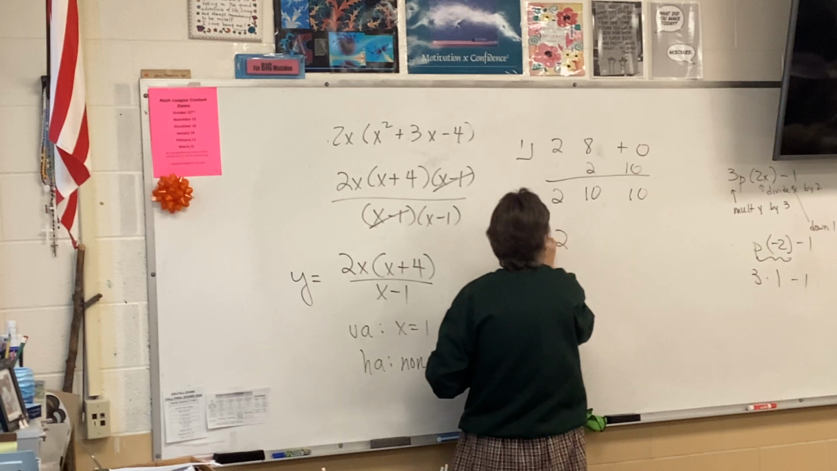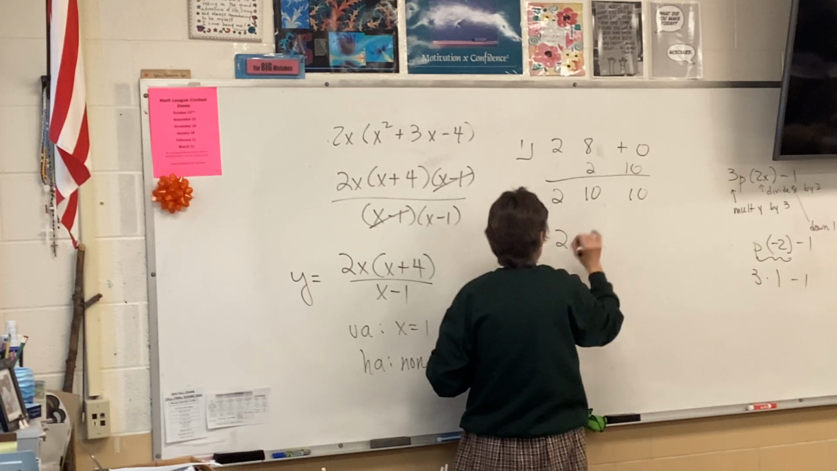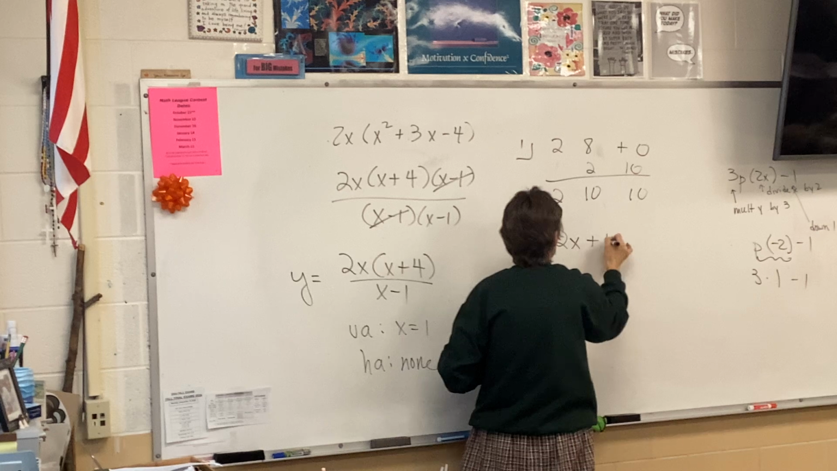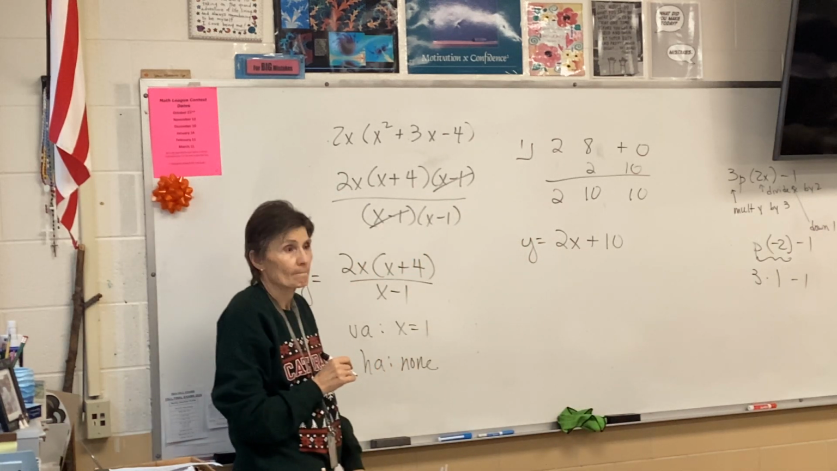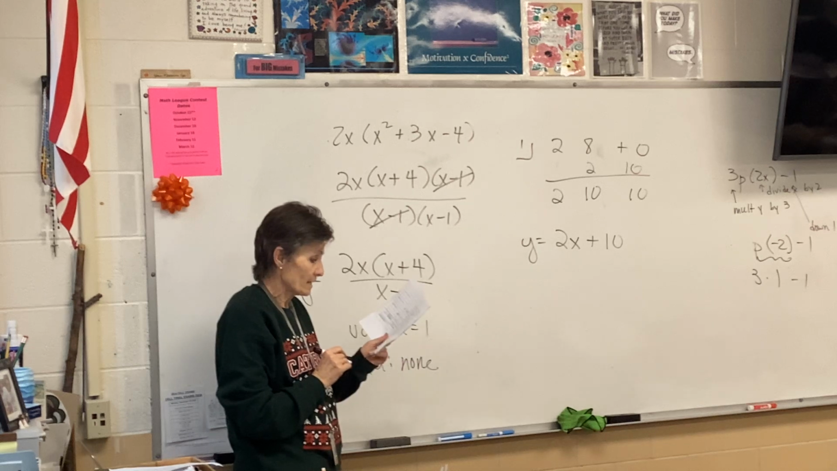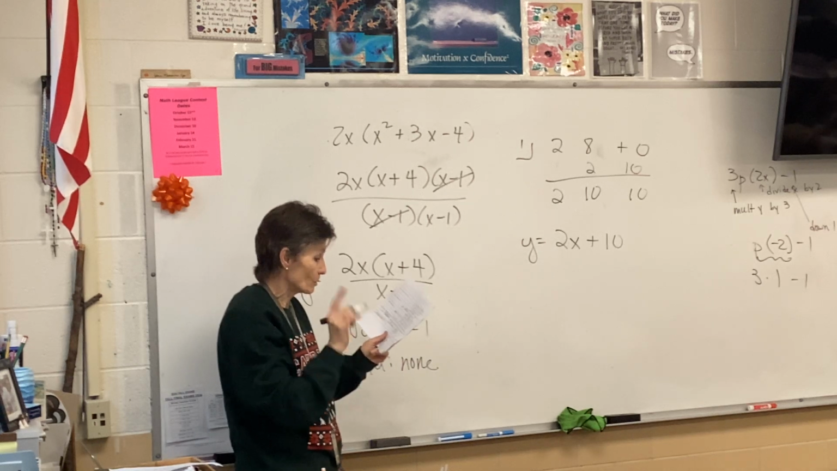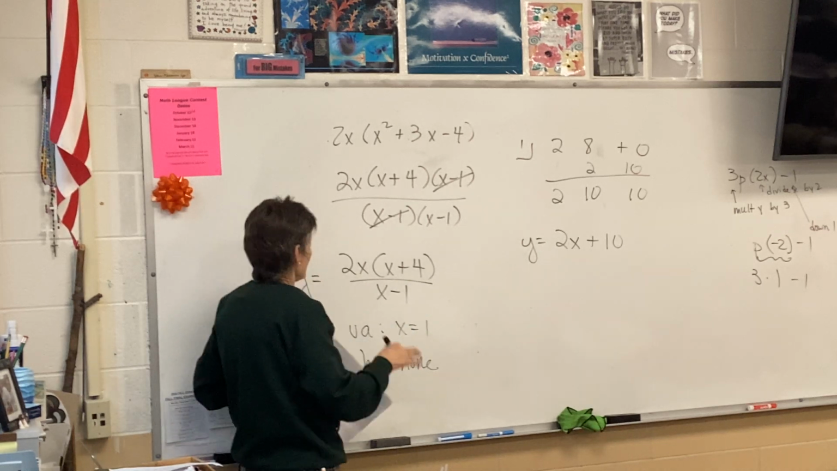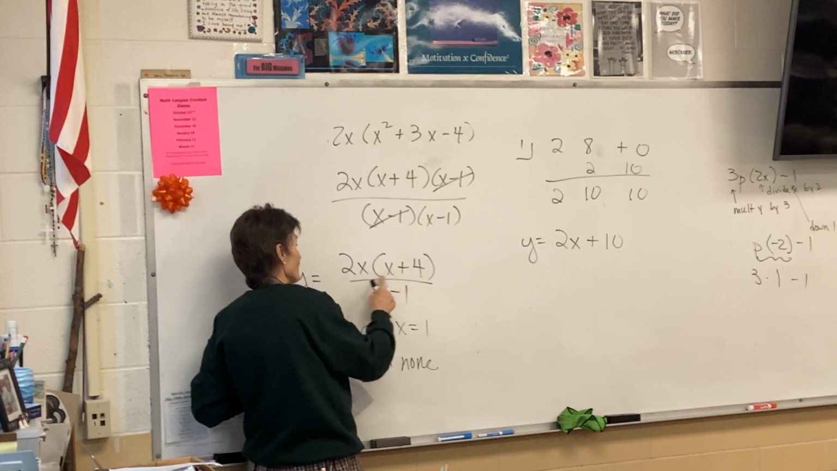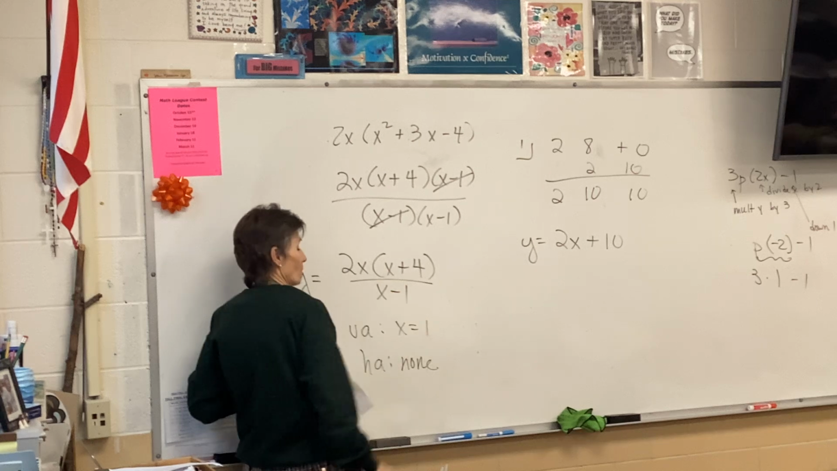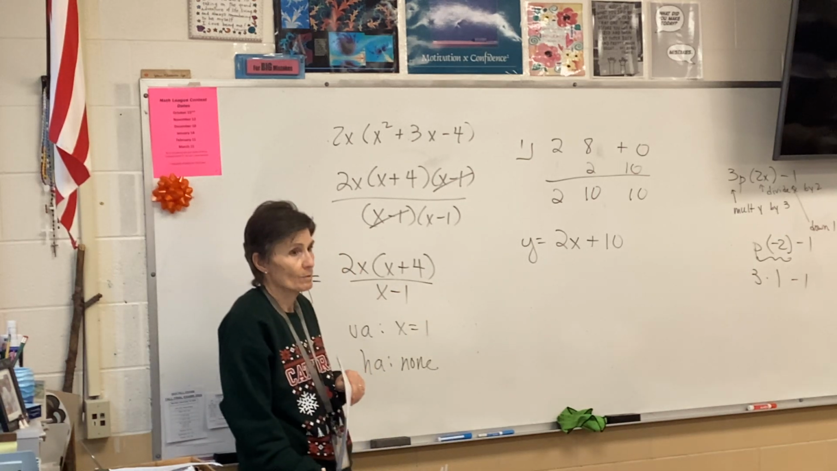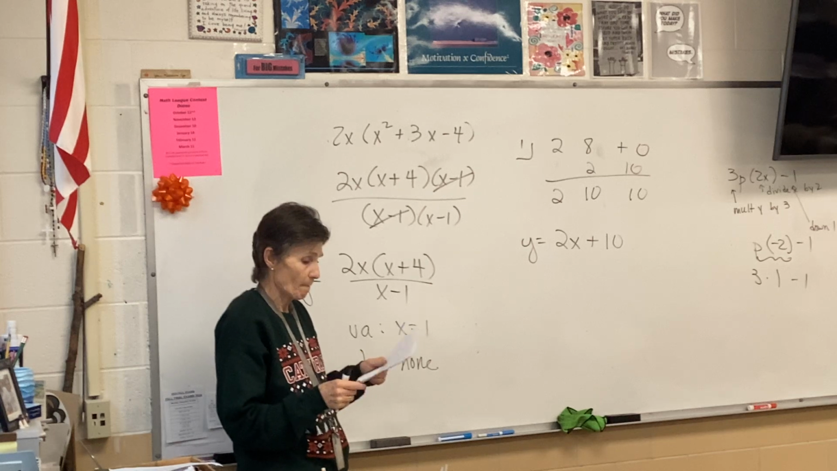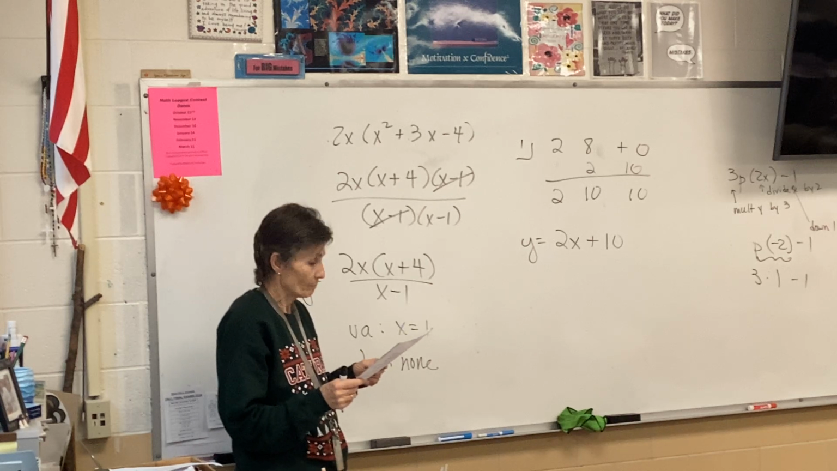So it looks like my end behavior asymptote, my slant asymptote, is 2x plus 10. Oh, zeros, I don't have the zeros yet. The zeros come from right up here. So what are the zeros? 0 and -4. Those are your x-intercepts. Zeros, same thing.